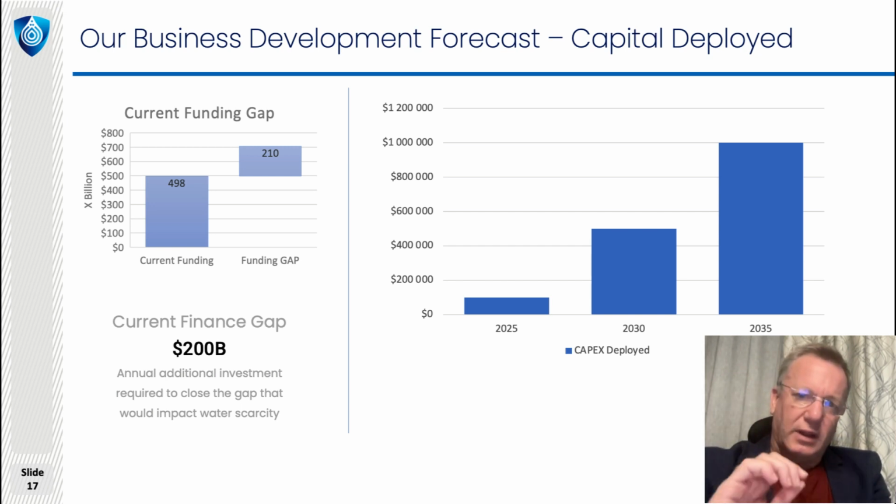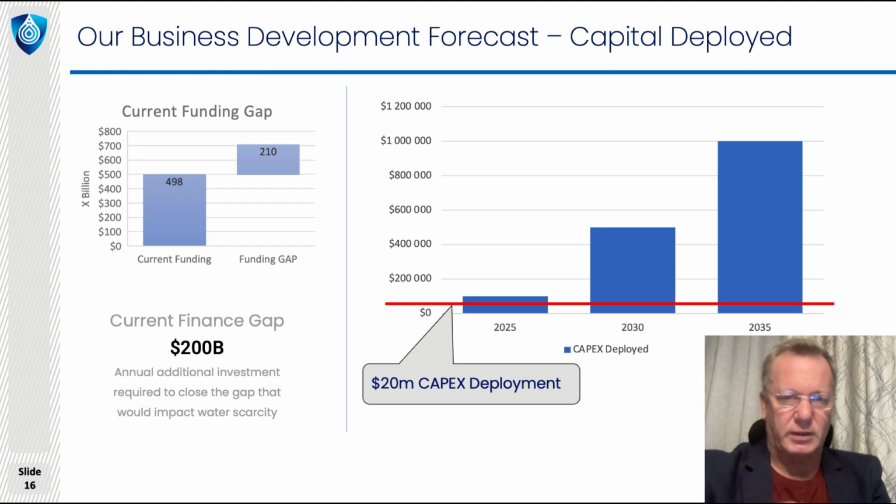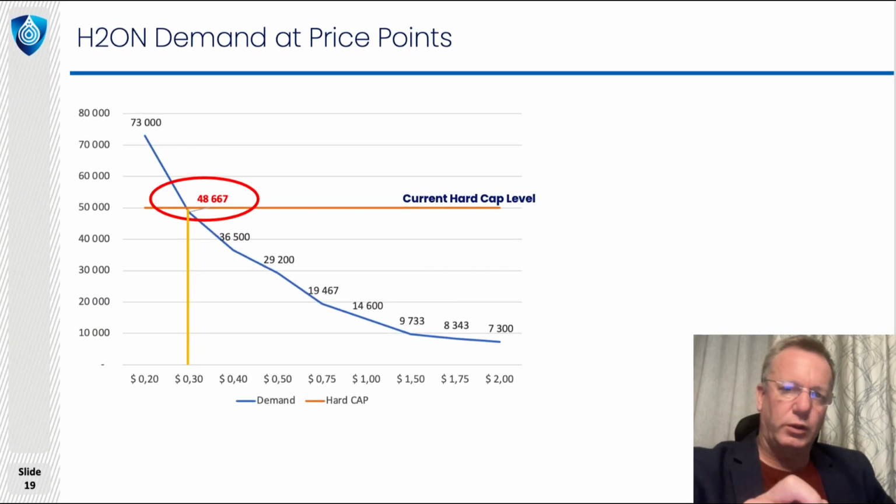On this graph, let's see if we are completely mediocre and not achieve our growth targets, and we only manage to invest $20 million over the next 10 years. What is the impact of that $20 million on our 50 million tokens in the market? Let's look at that. I want to use this chart to illustrate three very important aspects.